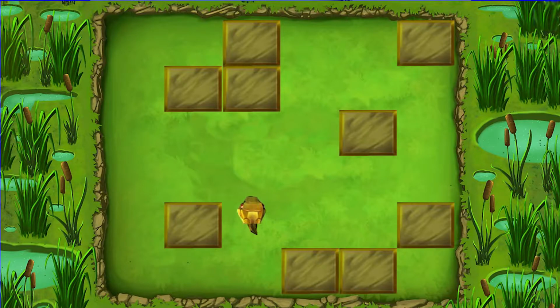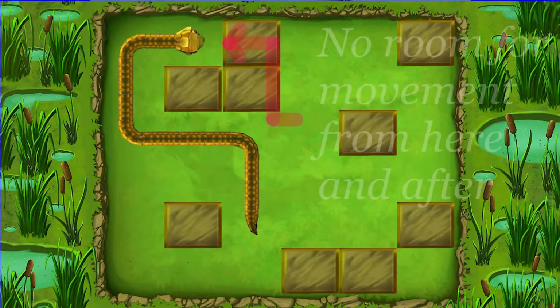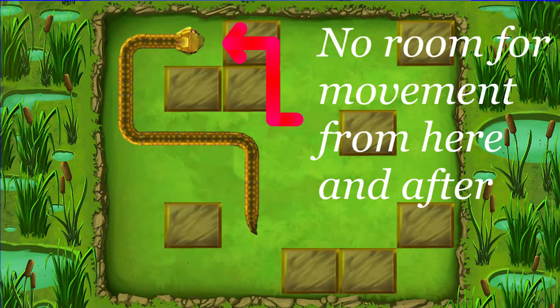The second scenario is when the snake is getting stuck in one of the ends of the field, or in some stones, and has no room to crawl any further.